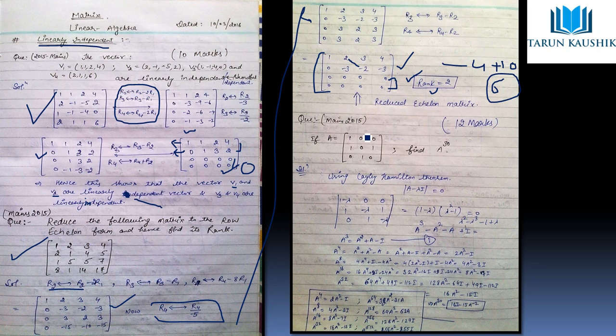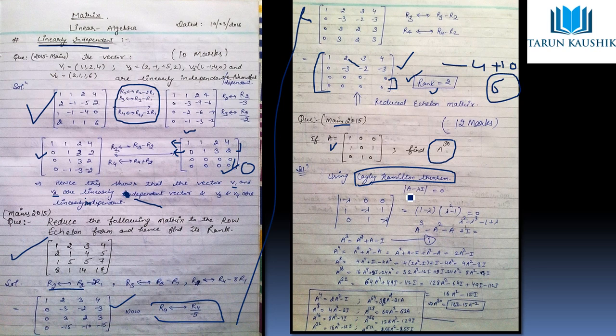Okay, all right, now we will proceed further. Again in 2015 the question was asked: this matrix A is given and we are required to calculate the value of A raised to power 30. How to calculate it? This question can be solved by using the Cayley-Hamilton theorem. What is the Cayley-Hamilton theorem? It states that every square matrix satisfies its characteristic equation. Then how to calculate the characteristic equation?